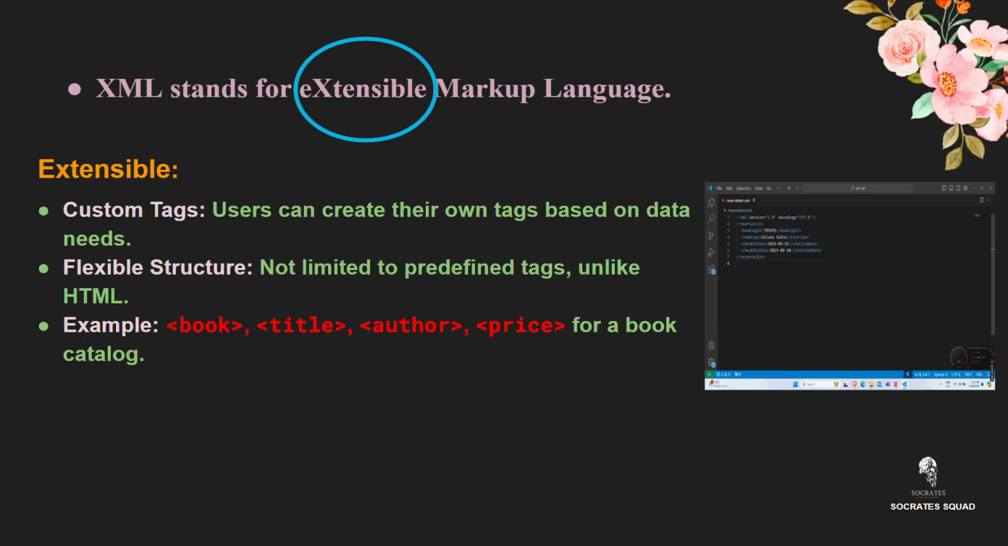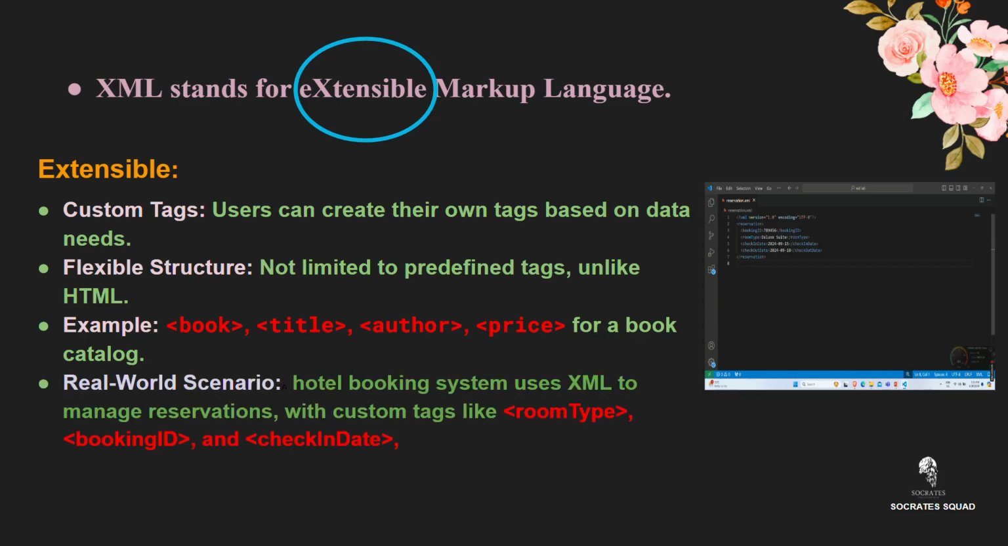Let us understand it with a real world example. Consider a hotel booking app. This hotel booking app majorly uses an XML file for managing its reservations. Usually, users will reserve a room in a hotel. Whenever a user books a room, it will store the user's details by using its own tags such as room type, booking ID, check-in date, check-out date, and so on. This is the reason why XML is called extensible.